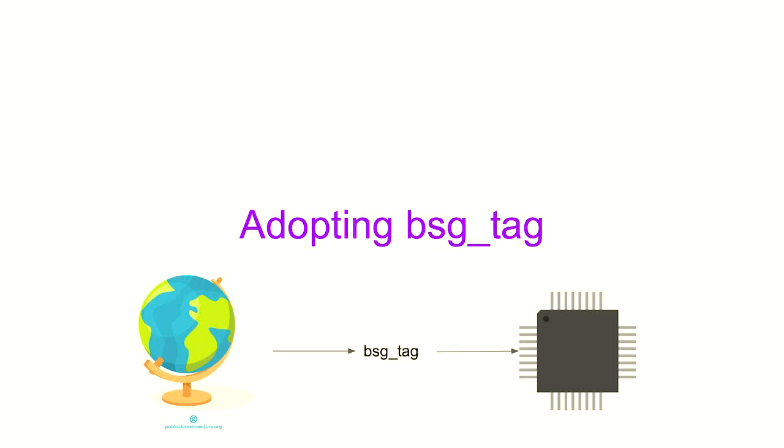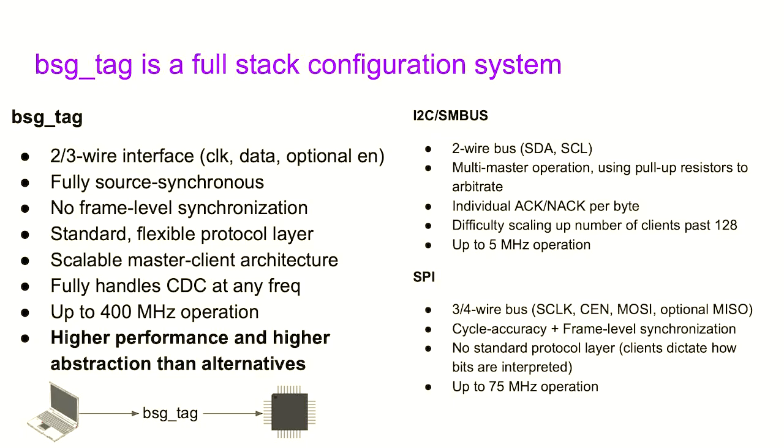So we use BSG tag on all of our chips. I've lost track of how many we have, probably a dozen. But BSG tag's also been used by commercial chip tapeouts, by academic chip tapeouts, and on FPGA. And the key is that by using it, we're able to not consider all of these complications for every chip.